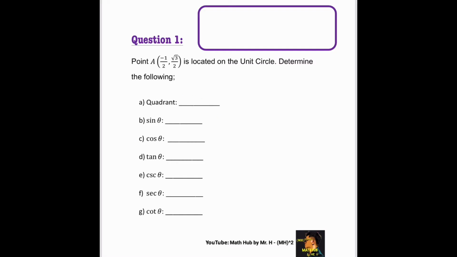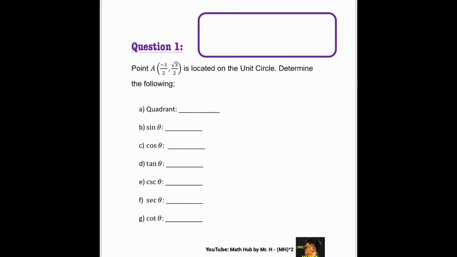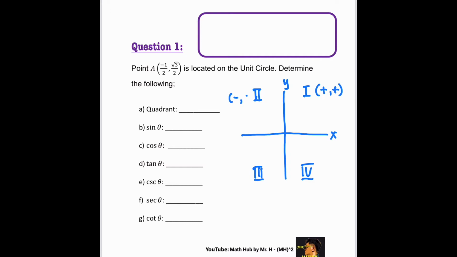Before we answer these questions, let's recall some concepts. Let me draw a unit circle here. So we have the Cartesian plane. If you can recall, for quadrant 1, both x and y coordinates have positive signs. For quadrant 2, x is negative and y is positive. For quadrant 3, both x and y coordinates are negative. And for quadrant 4, the x coordinate is positive and y is negative.